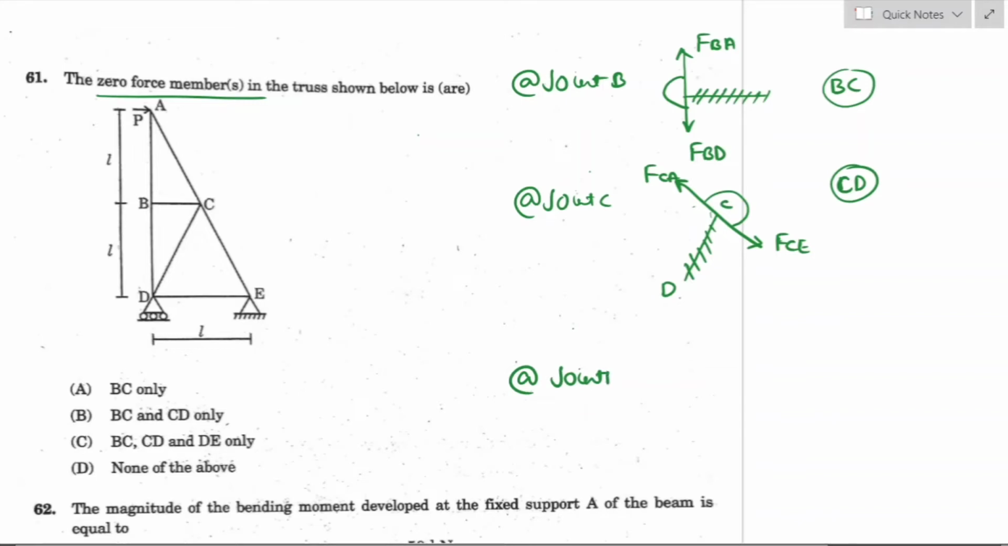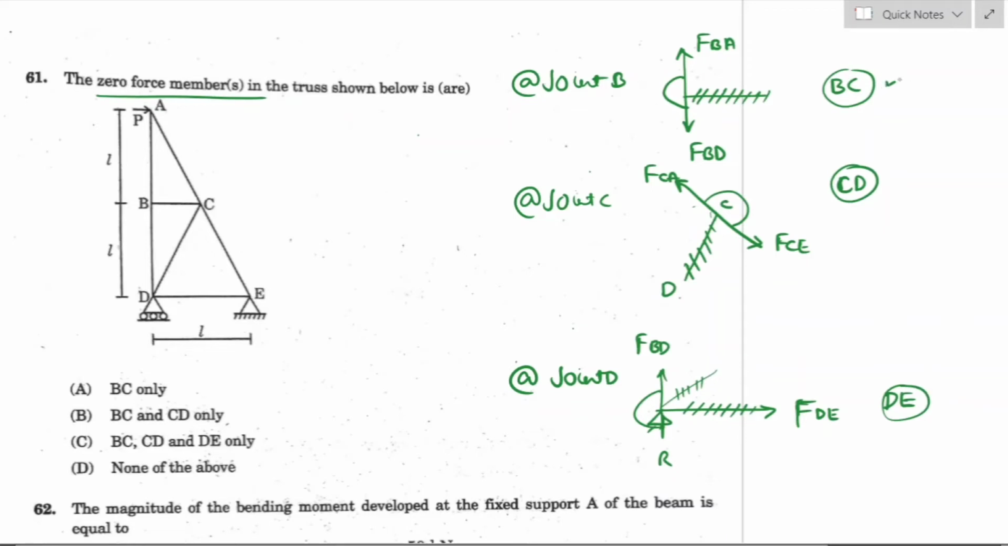Similarly, at joint D, let us consider this. For a roller support, there is a reaction. This is force along DE. This is force along BD. Since already we have considered member CD as a zero force member, these are the two forces which are acting in the same plane. So the force in the member DE will be 0. So member DE will be the zero force member.